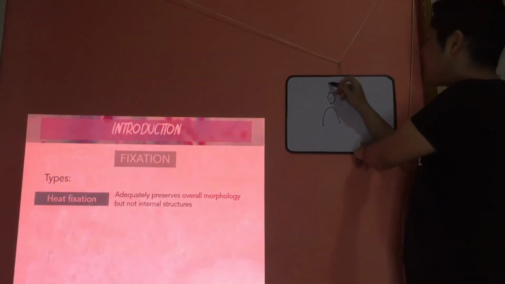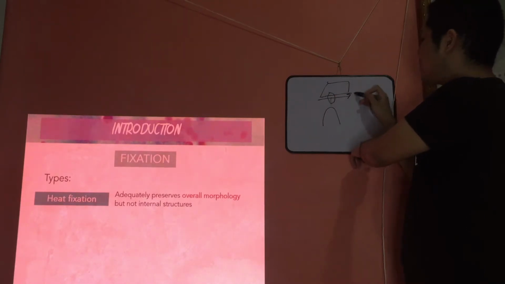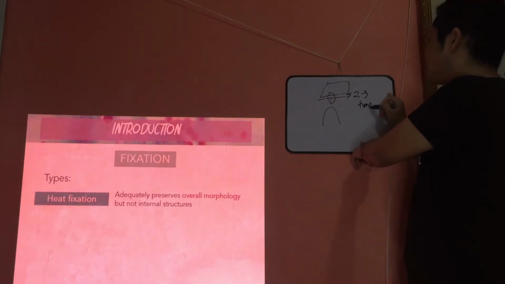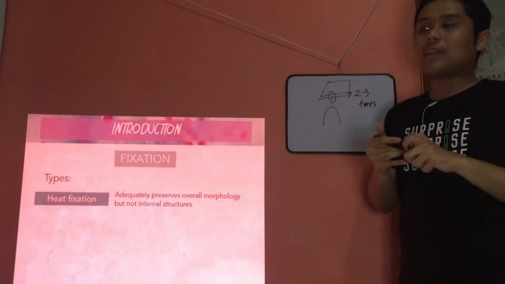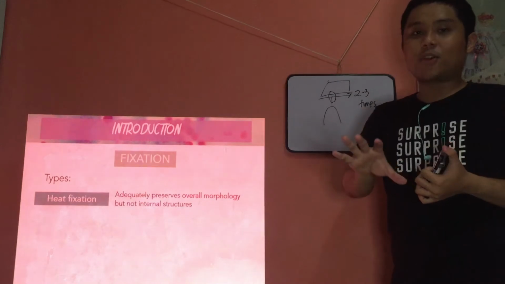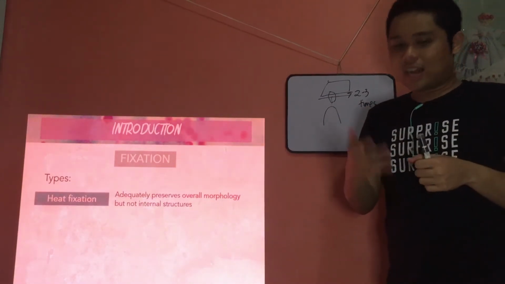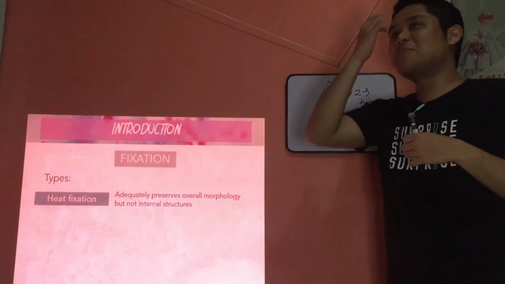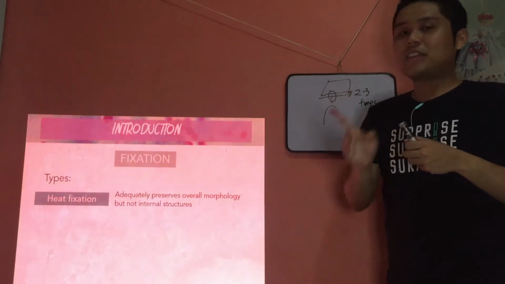And then you have the slide here. You let the slide pass about 2 to 3 times over your alcohol lamp. Okay, that's an example of heat fixation. Usually used again for bacteriology. You will know that in your bacteriology class, but I'm introducing it to you now. And I think Ma'am Teddy will introduce it in your intro to micro. Okay, that's the first type, heat fixation.